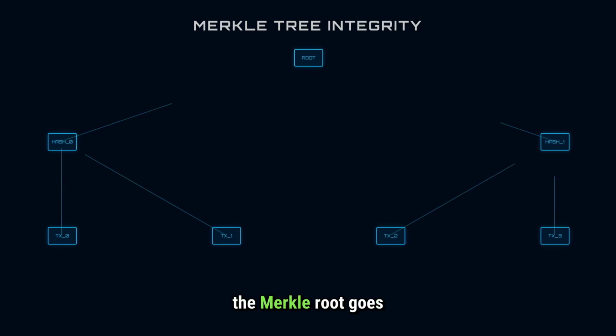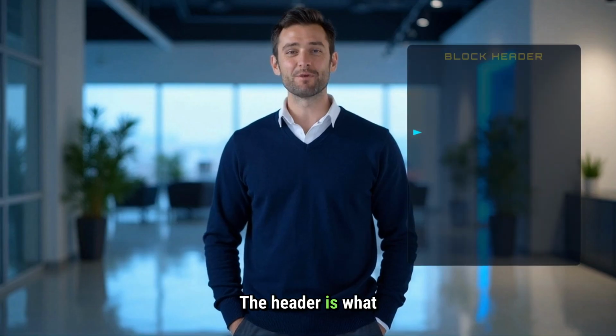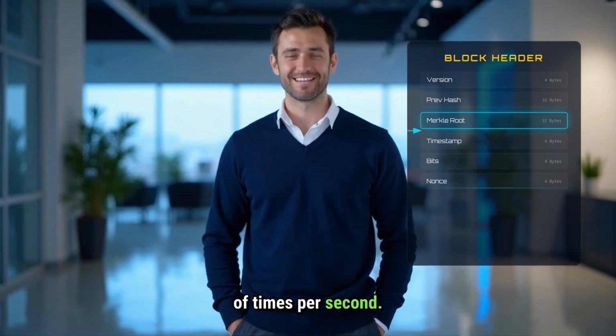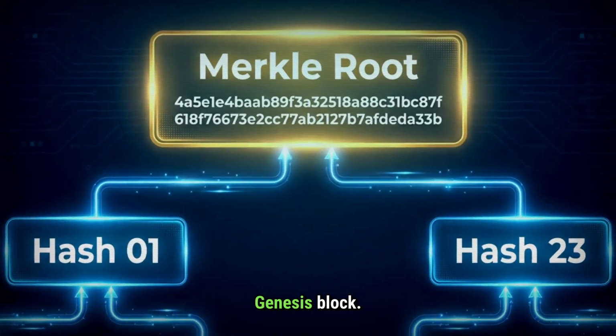This is crucial because the Merkle root goes into the block header. The header is what miners actually hash millions of times per second. Here's the Merkle root from the very first Genesis block.